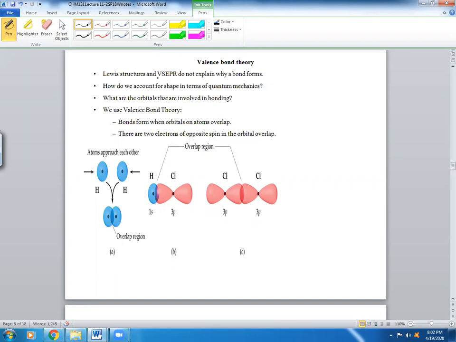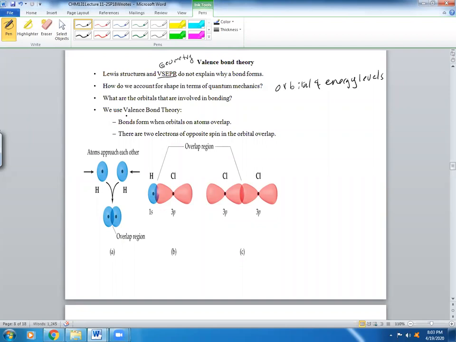VSEPR, remember, that was molecular geometry. That's what VSEPR is, the valence shell electron pair repulsion model. So how do we account for the shape in terms of quantum mechanics? Orbitals, energy levels, all of that stuff. What are the orbitals that are involved in bonding? And for that, we use a very important theory. It's called valence bond theory.